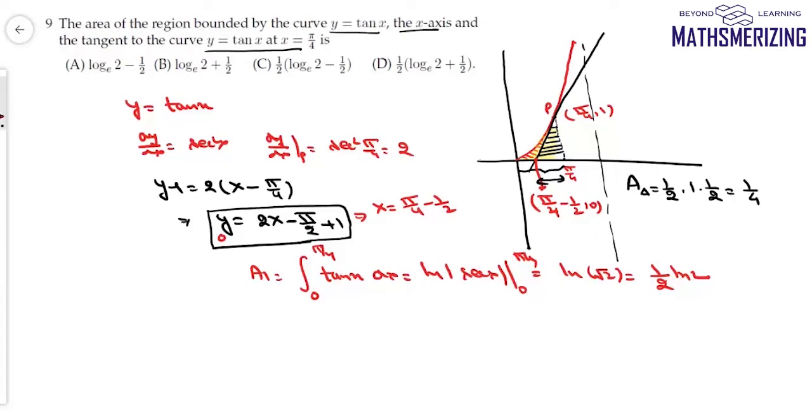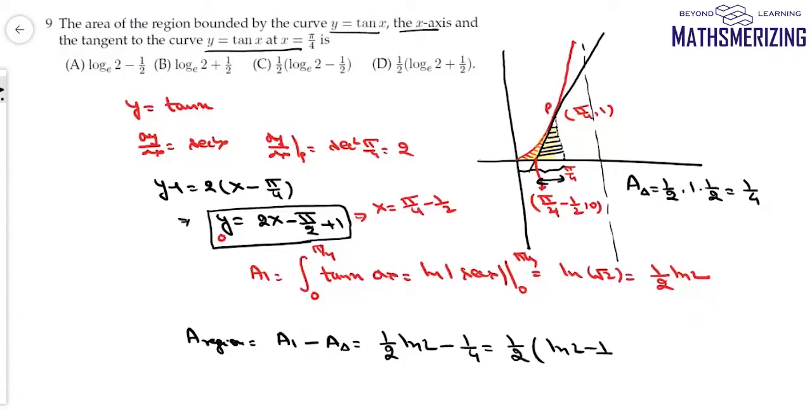So now we can write the area of the region that we need. The area of this region, which is bounded by this curve, the x-axis and this given tangent, is simply A1 minus the area of the small triangle. So A1 is 1 by 2 ln 2, and this is minus 1 by 4. So I'll take 1 by 2 common. I'll get it as 1 by 2 times (ln 2 minus 1 by 2), and that's your option number C.